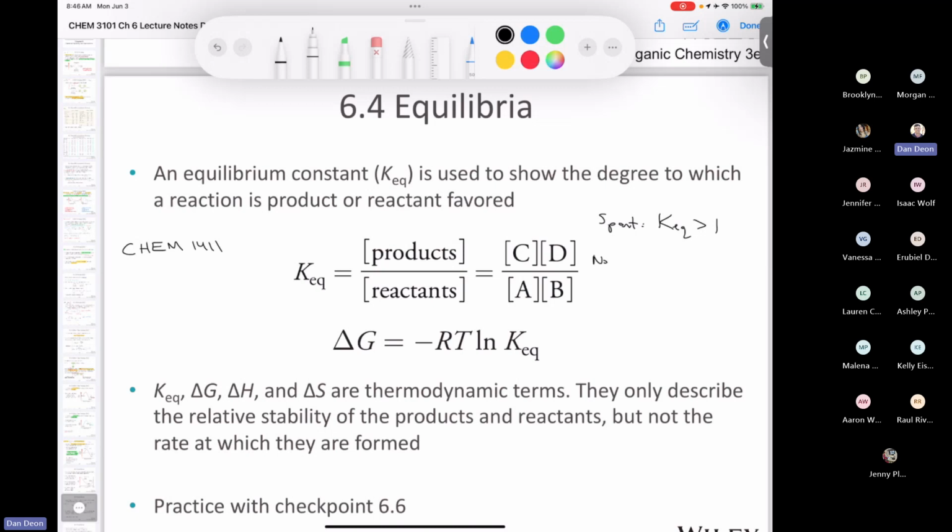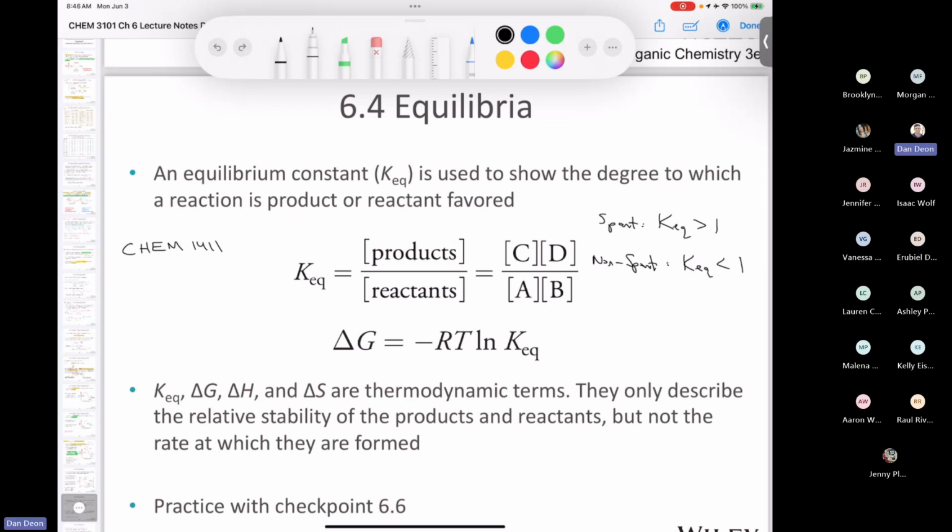Whereas if your reaction is non-spontaneous, that means it's going to be mostly reactants, and in that case, your K equilibrium would be less than 1, right? If this number is big and this number is small, your K equilibrium is going to be greater than 1, right? That's the way equilibrium works.